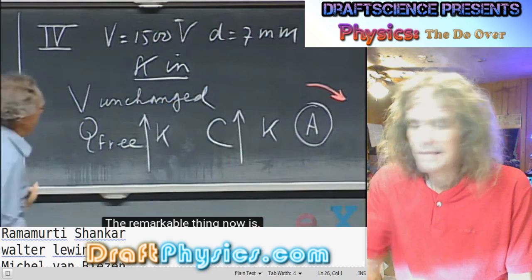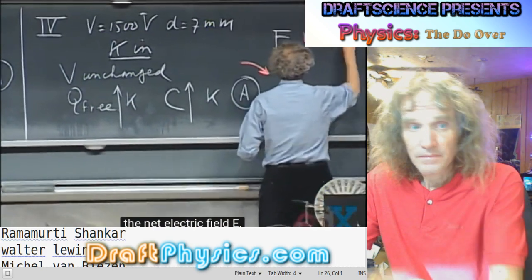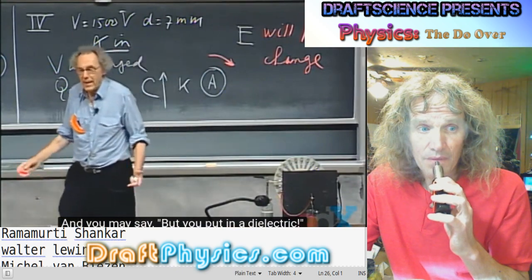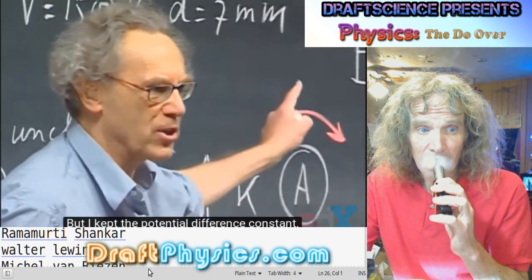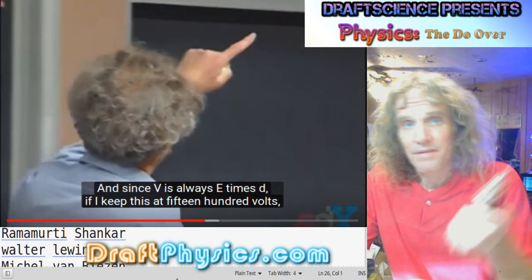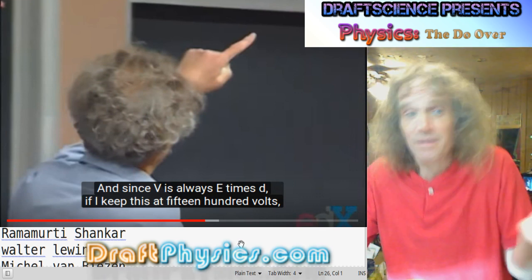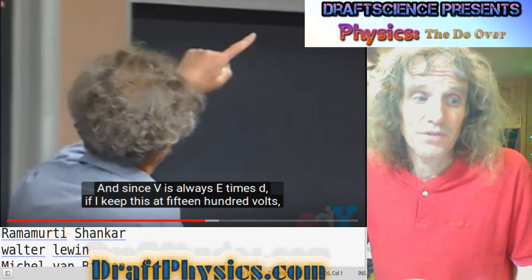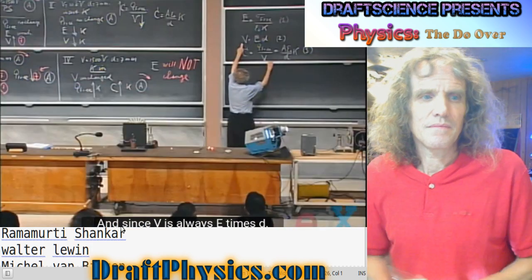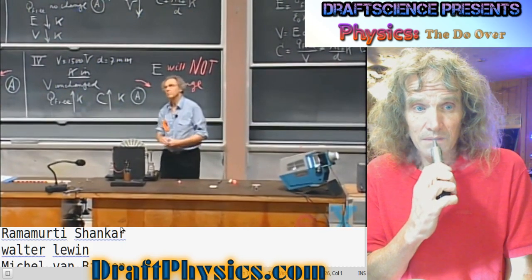The remarkable thing now is that the electric field E, the net electric field E, will not change. And you may say, you put in a dielectric. Sure, I put in a dielectric, but I kept the potential difference constant, and I kept the d constant. And since V is always E times d, the E can't change unless you change the voltage. The voltage is critical to the E. The field is voltage dependent. So if the voltage is staying the same, your E is kind of stuck. If I keep this at 1500 volts, and I keep the 7 millimeters 7 millimeters, then the net electric field cannot change. It's exactly what it was before.